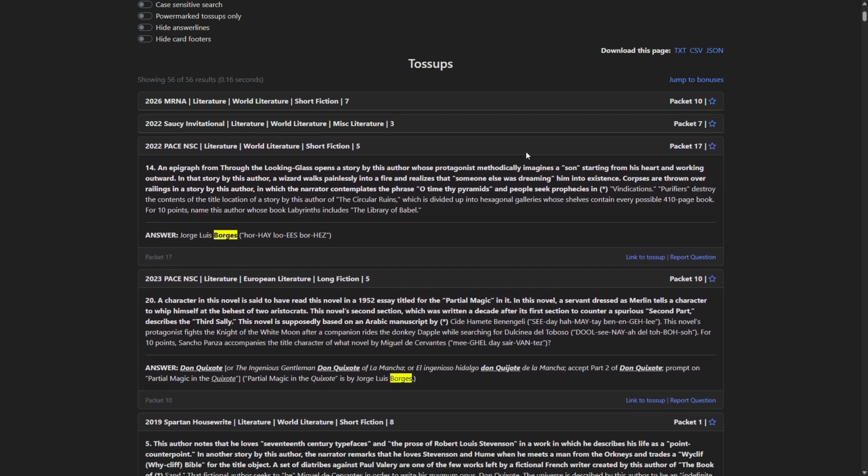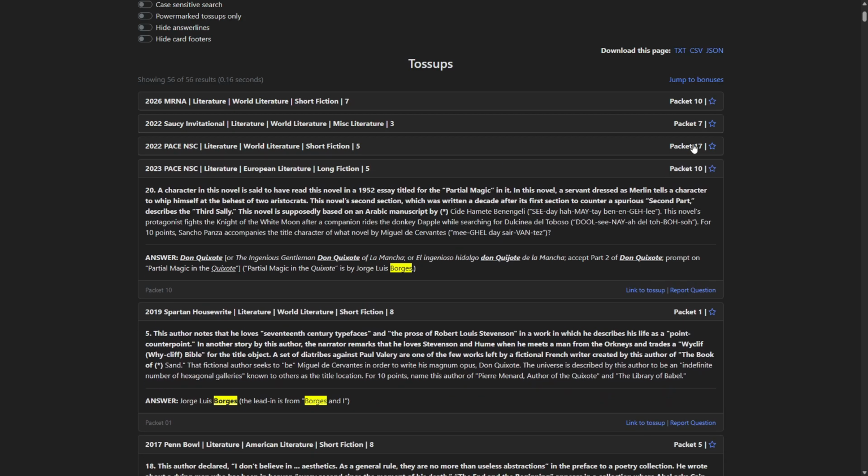And then finally, we have Yu Tsun and Richard Madden from The Garden of Forking Paths and infinite hexagonal rooms in the Library of Babel. Okay, so here we have a PACE question. So here we have a wizard walking into fire because someone else was dreaming him. So this is from The Circular Ruins. And then we have Vindicators and Purifiers from the Library of Babel with those 410-page books.